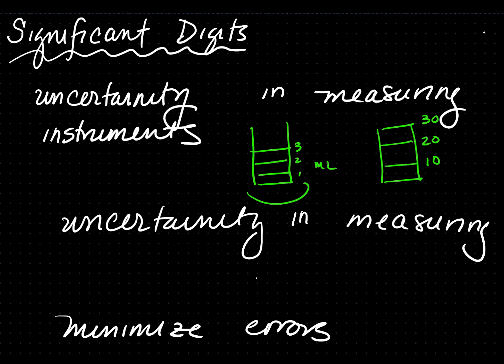Second, there's an uncertainty in measuring. Using the example above, if the red line represents the liquid level, one person might read the measurement as 15 mL, another person might read it as 14 mL, another person might read it as 16 mL. So there's an uncertainty when we are measuring. And the last reason we use significant digits is to minimize errors. We can't estimate values that are not present.